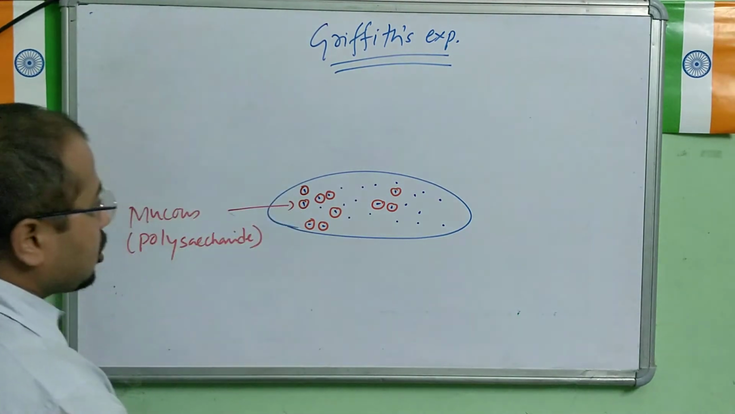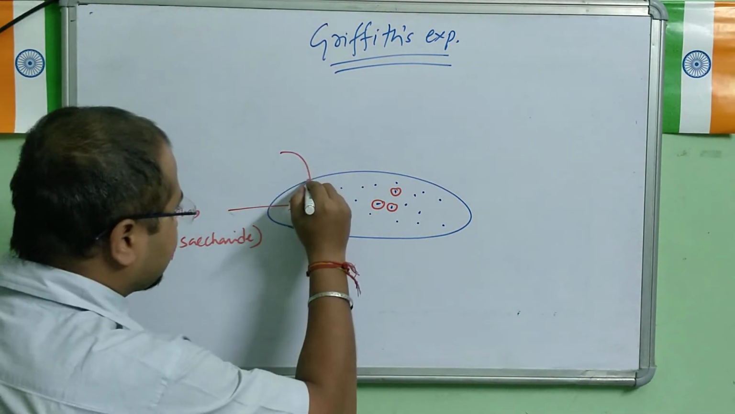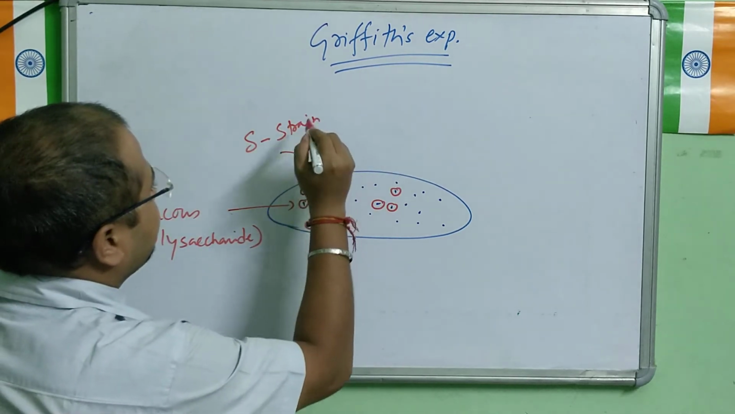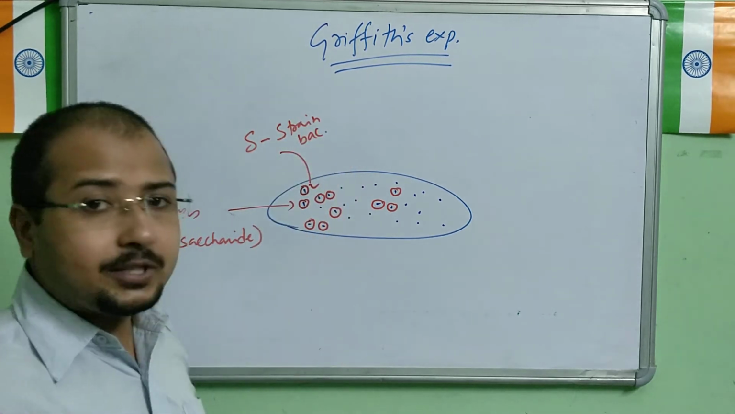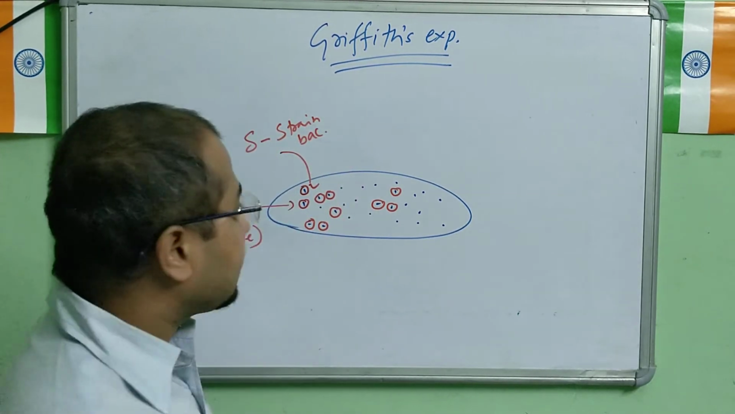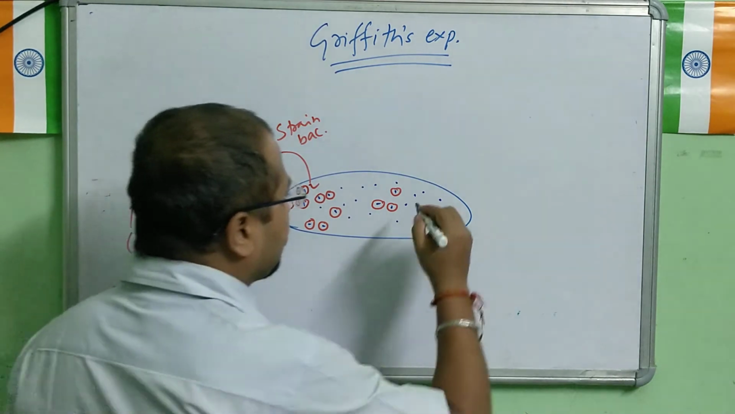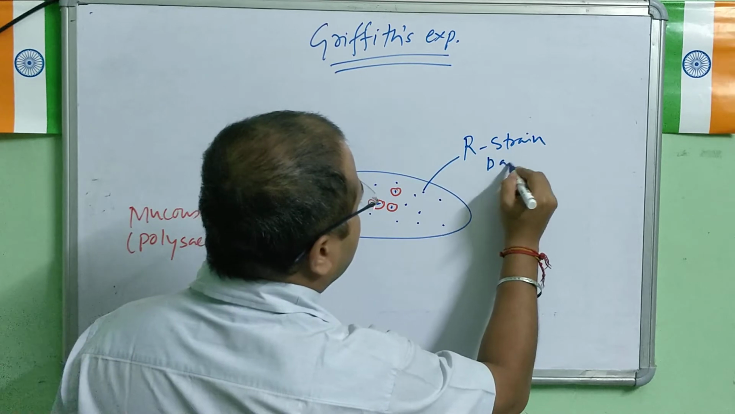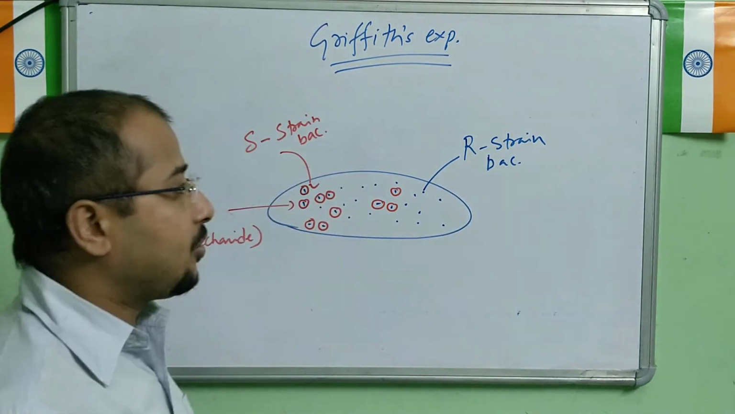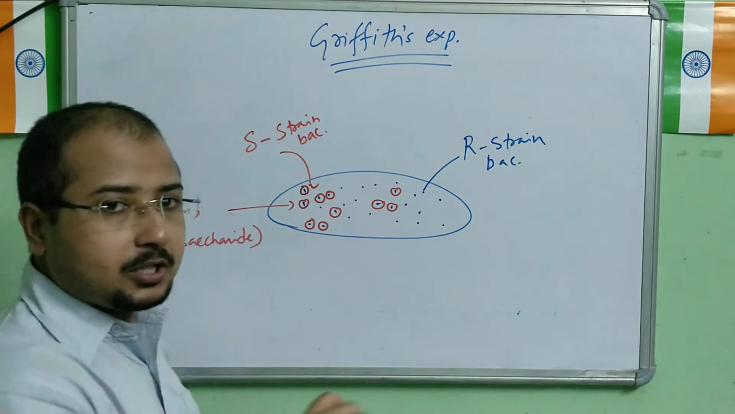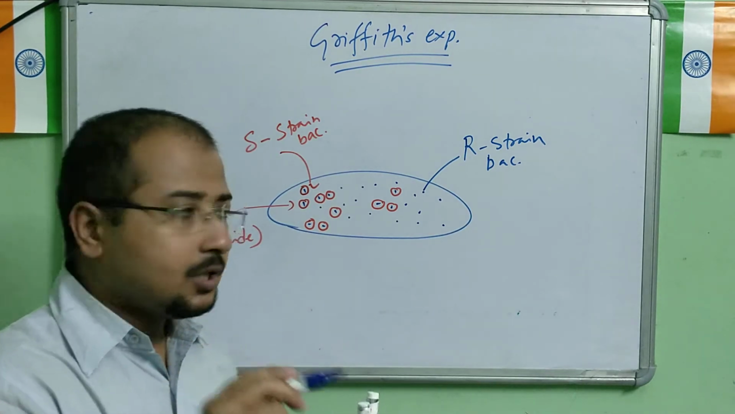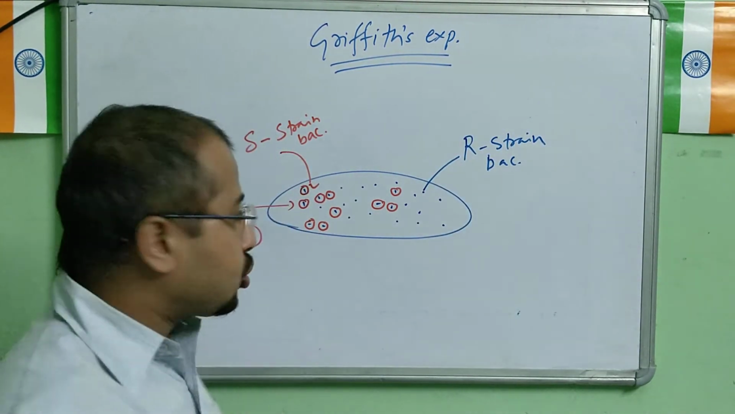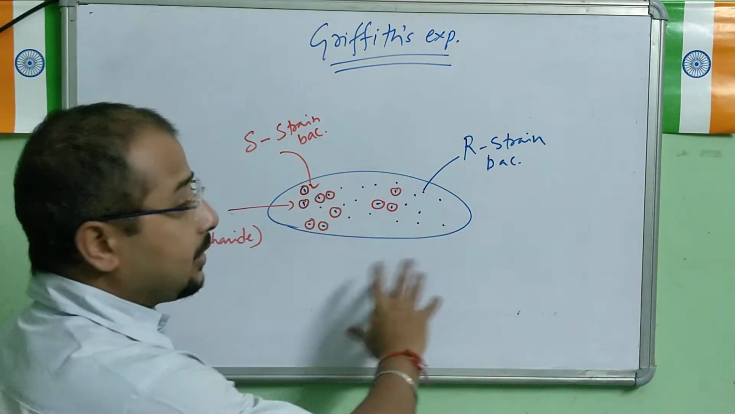That makes it smooth and shiny, so he named these bacteria S strain bacteria, with a smooth shining coat. The rest, without the coating, are known as R strain bacteria. R for rough, because they don't have the smooth shining coating, so their surface is rough. So two types of bacteria he found grown in this nutrient medium.